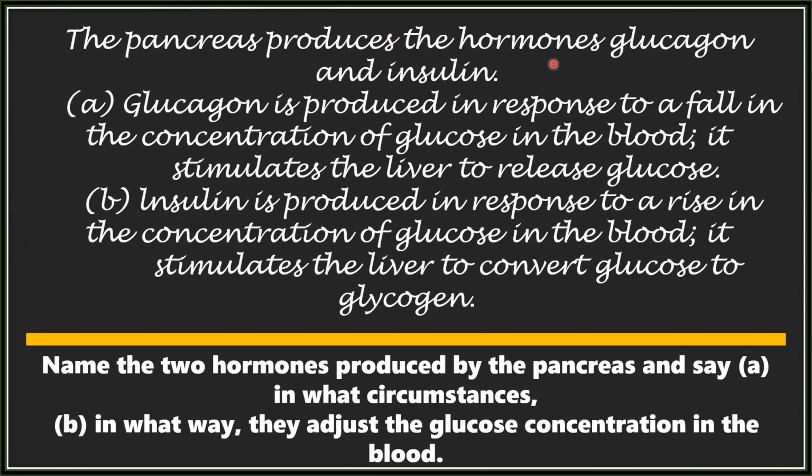The pancreas produces the hormones glucagon and insulin. Glucagon is produced in response to a fall in the concentration of glucose in the blood. It stimulates the liver to release glucose. Insulin is produced in response to a rise in the concentration of glucose in the blood. It stimulates the liver to convert glucose to glycogen.